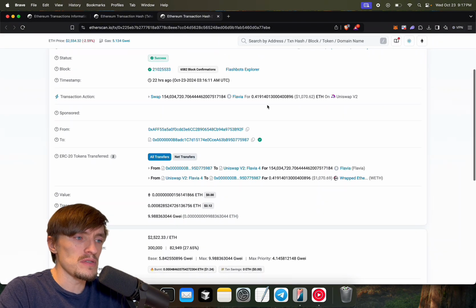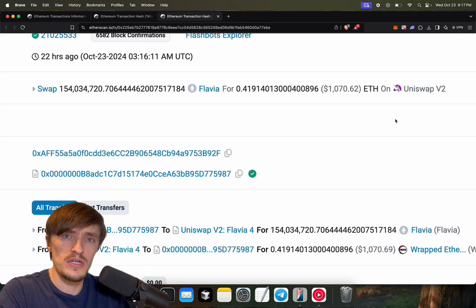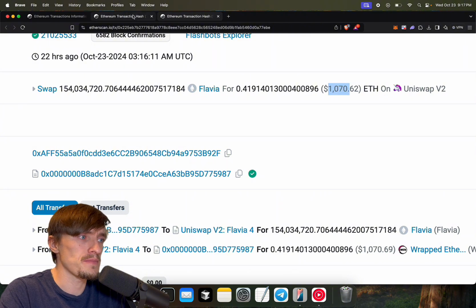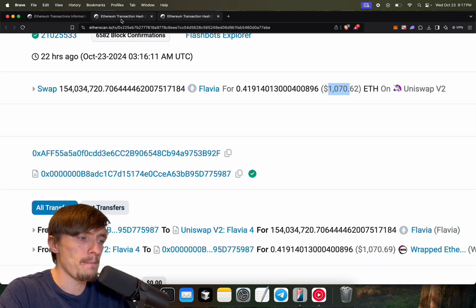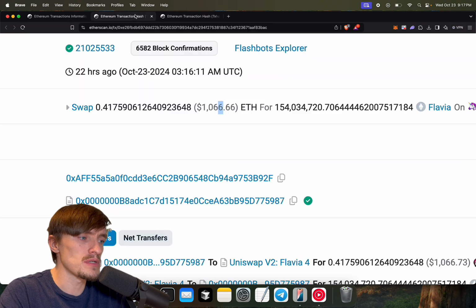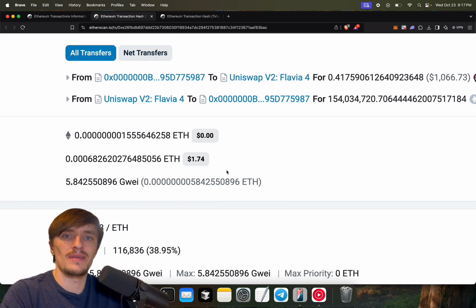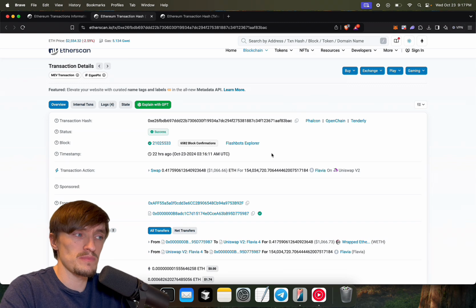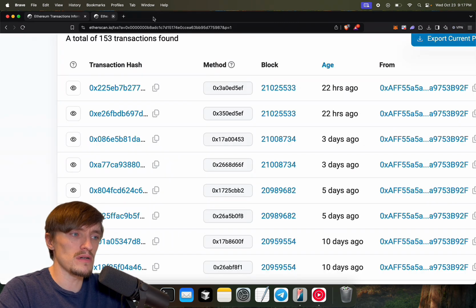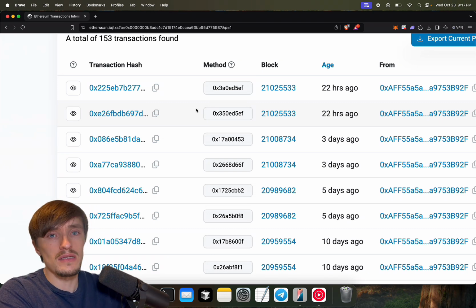Let's take a look at the profit on this one. This was today, 22 hours ago. Let's see if the profit changed or not. 1070, and that was 1066. So about $4 in profit. We gave $2 and then also $1.70 something. So about 30 cents. It's not much, like I said, but this is something that I expected, because this bot targets transactions that are very commonly targeted and are easy to pick up.